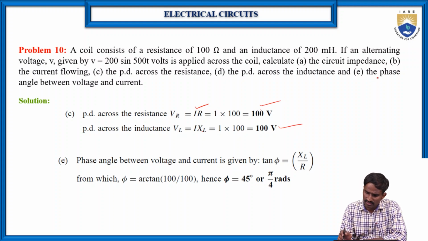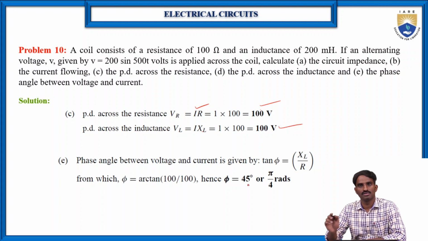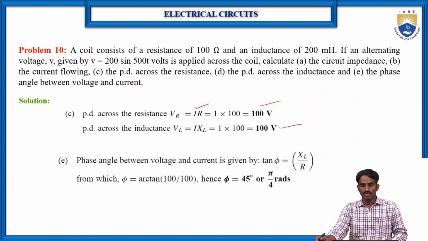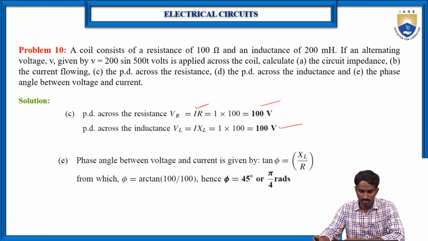Then the final one is the phase angle between the voltage and current. In the same way, tan inverse of XL by R. Of course here the XL and R values are the same, so you will get tan inverse 1, which is nothing but 45 degrees. So this is how we can find the various parameters from the given data in single phase AC circuits. Right? So this is all about the numerical problems.